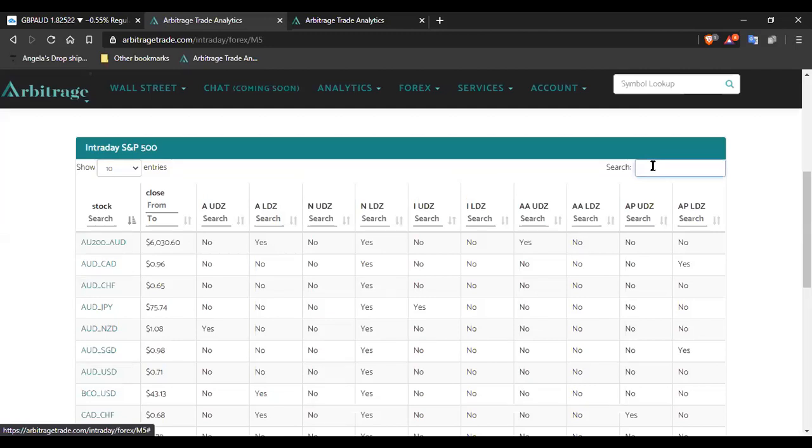So while that's loading over there, let's look at US dollar pairs. Dang, I'm going to have to use my phone because I don't have a pen or paper with me over here. Let me go to notepad.